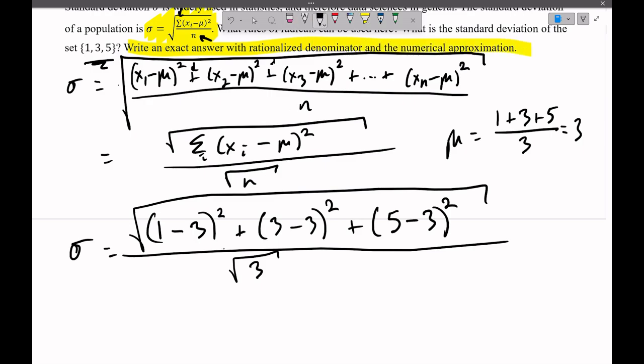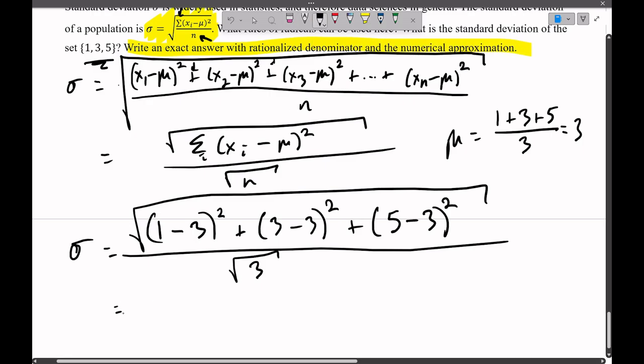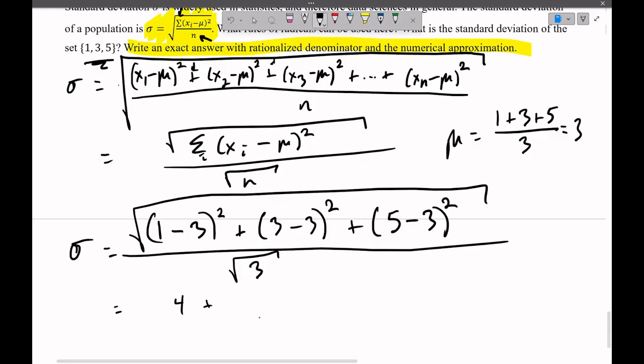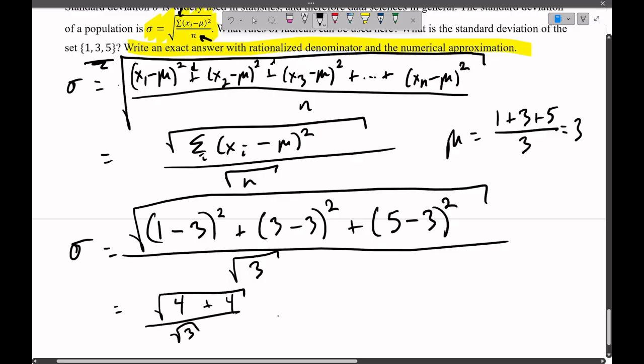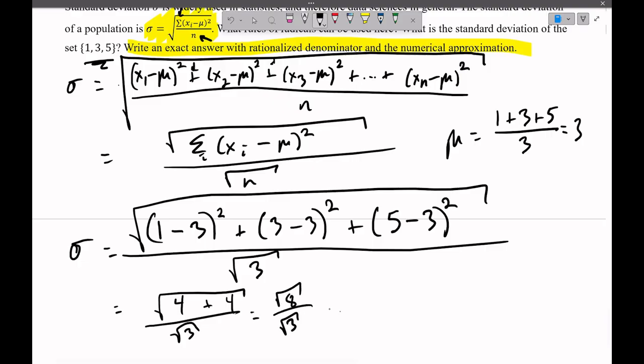That's what it's saying here in this last part. So 1 minus 3 is -2. -2 squared is 4. Then 3 minus 3 is 0. 0 squared is just 0. And 5 minus 3 is 2. 2 squared is 4 over the square root of 3. We get the square root of 8 over the square root of 3. The square root of 8 can be rewritten as 4 times 2. I can break up that radical over the 4 and the 2, giving me 2 root 2.